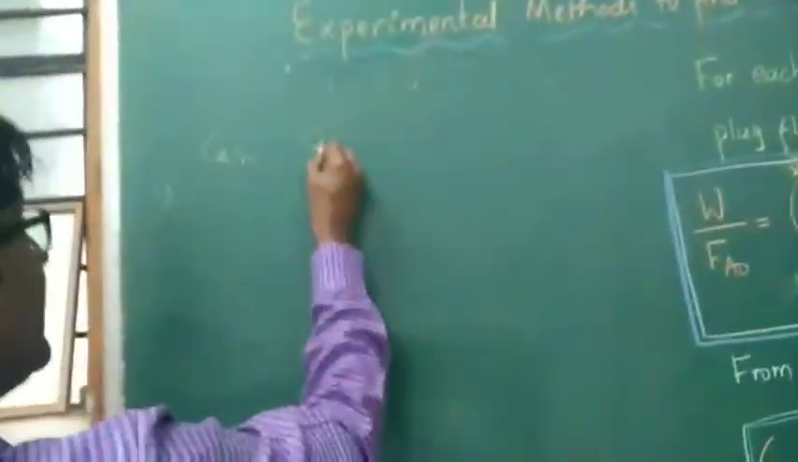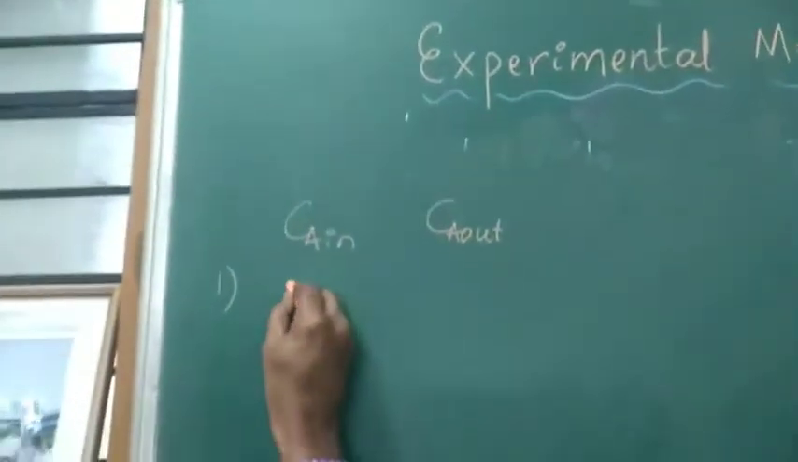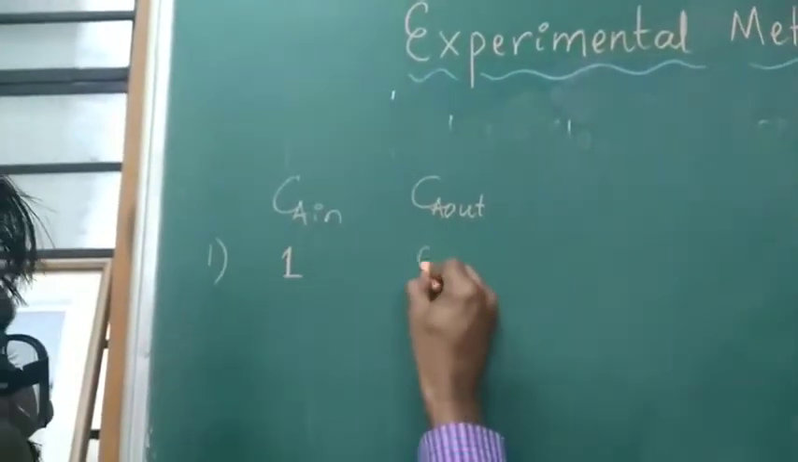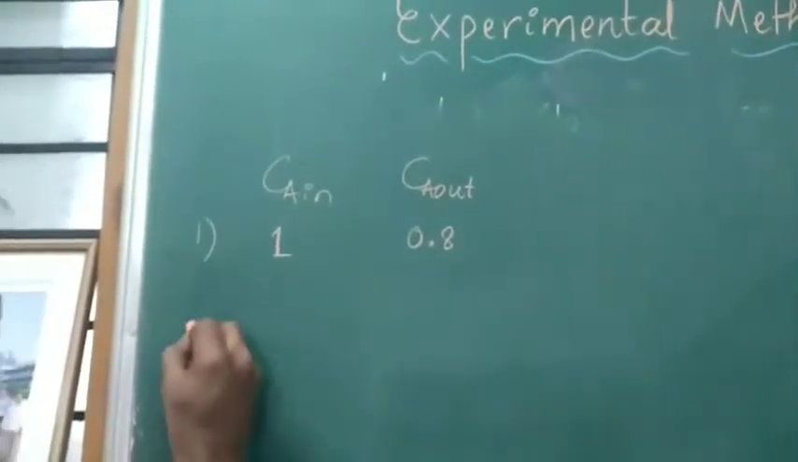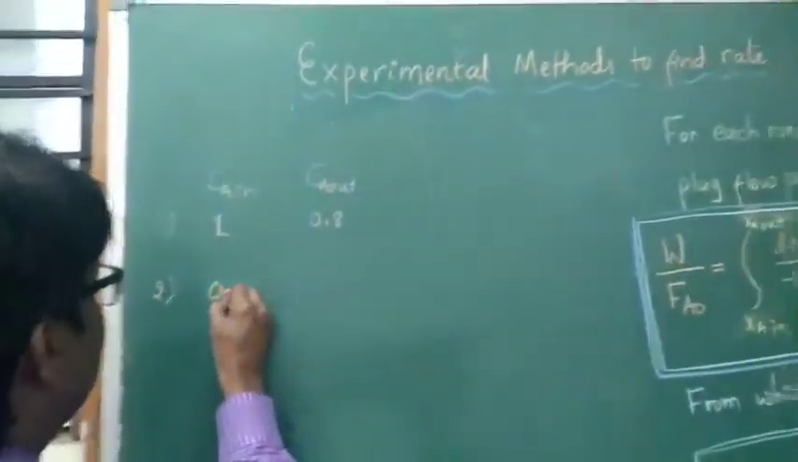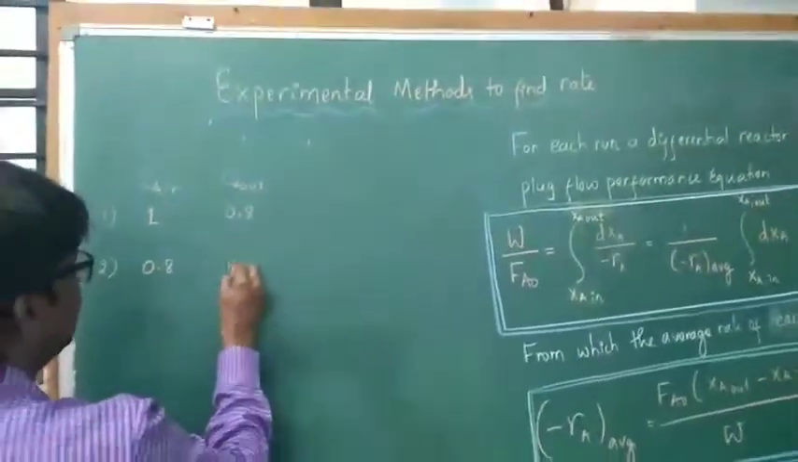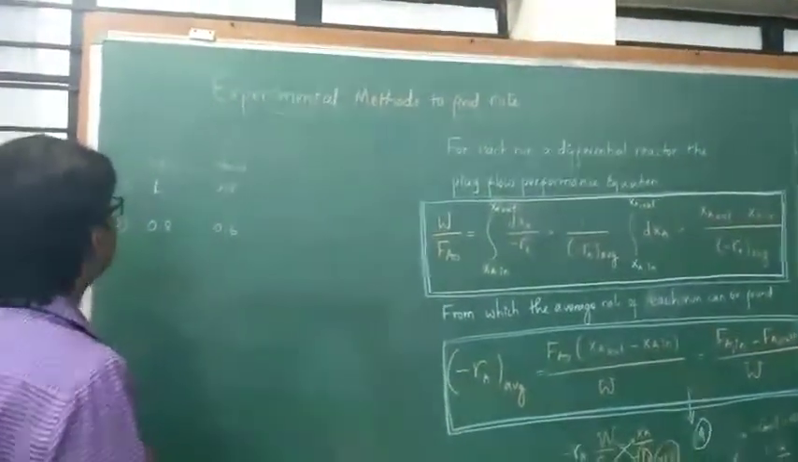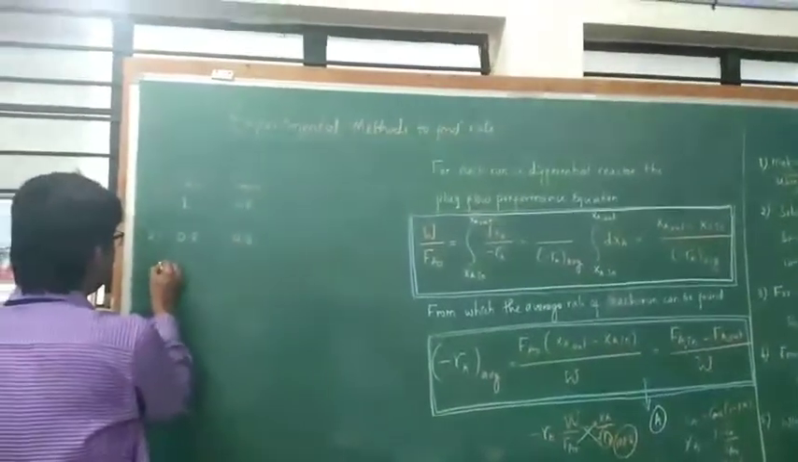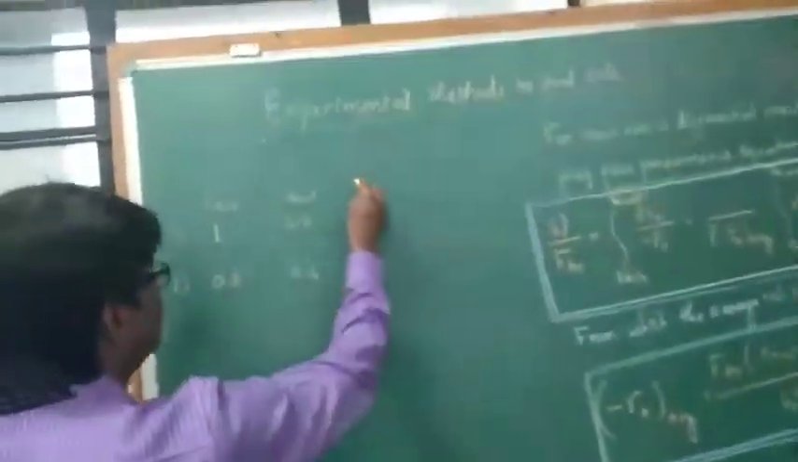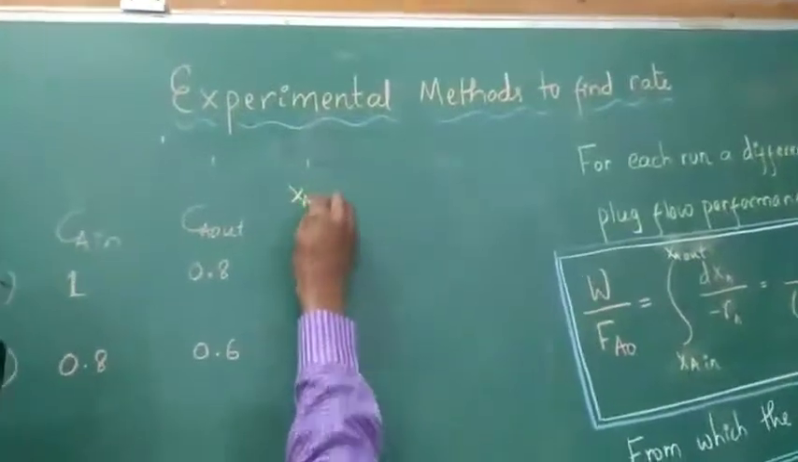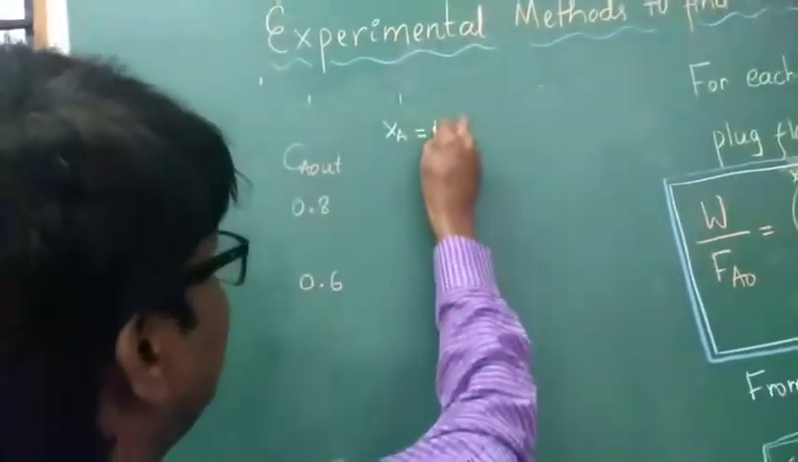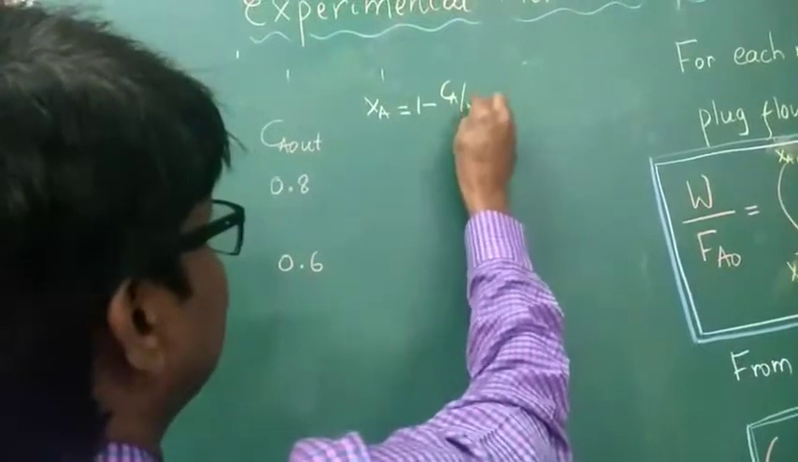Okay. So what have you done? You have done the first experiment with CA in and CA out. Suppose your CA in is 1 mole, your CA out may be 0.8. Suppose in the third run you start with 0.8, and your CA out will be 0.6. Therefore, you can calculate Xa. I will write here Xa. If you know CA in and CA out, you can calculate Xa: 1 minus CA by CA naught.